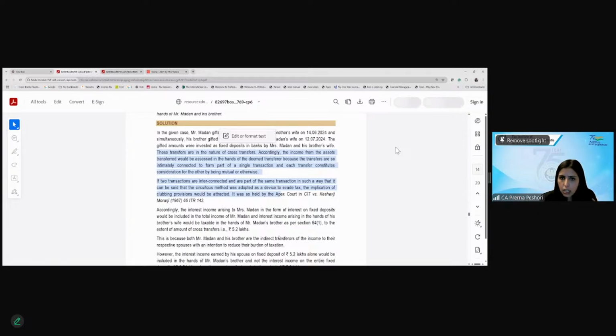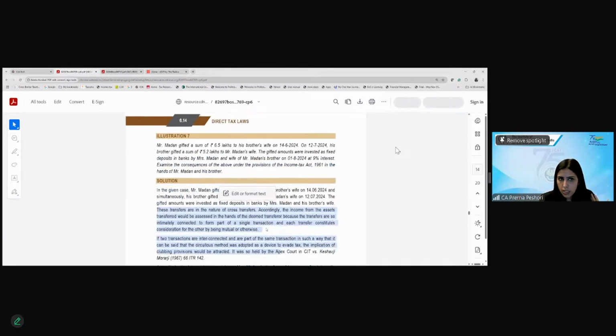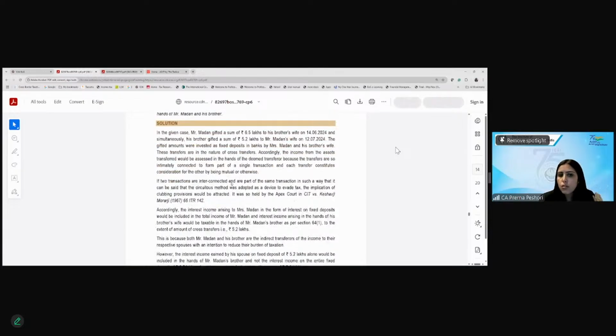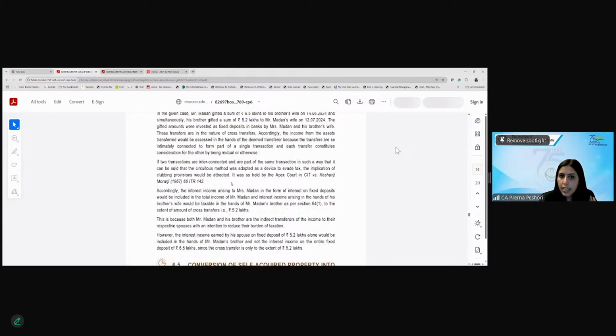So the interest income on the fixed deposit would be included in the total income of Mr. Madan, which is belonging to Mrs. Madan, and the interest income of the brother's wife would be taxable in the hands of the, to the extent of the cross transfer which is there. So basically, this 5.2 lakh, he has given 6.5. I have received 5.2. So the cross transfer is to the extent of 5.2. So the interest income on the fixed deposit of 5.2 only will be included. Now, this is also very important because you can't say that entire 6.5 lakh will get included.